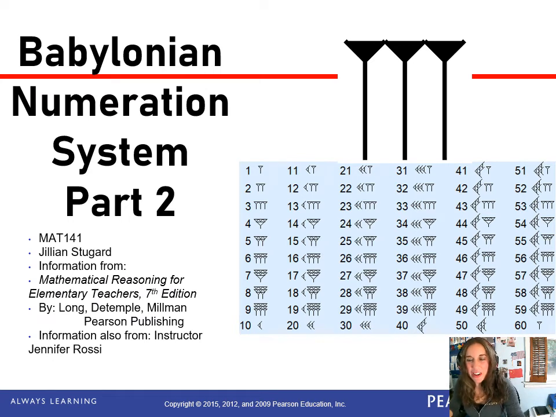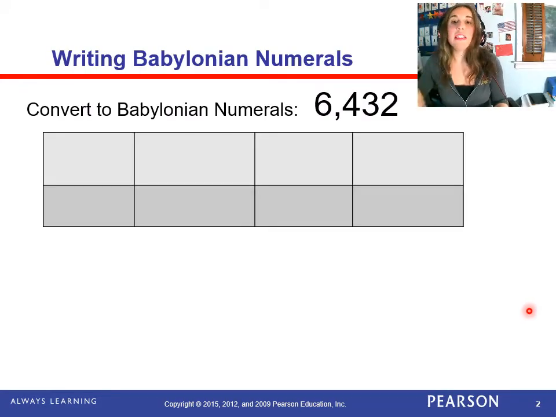So now let's look how to go the other way. Now let's convert some of our numbers to Babylonian numbers and symbols. So here it says convert to Babylonian numerals 6,432. I always make a table. I find it keeps me neat and organized.